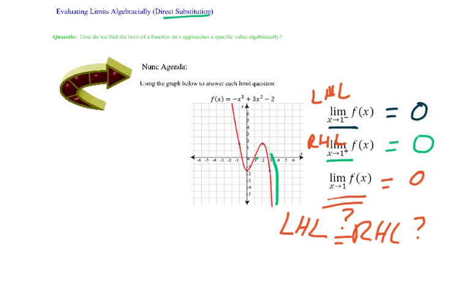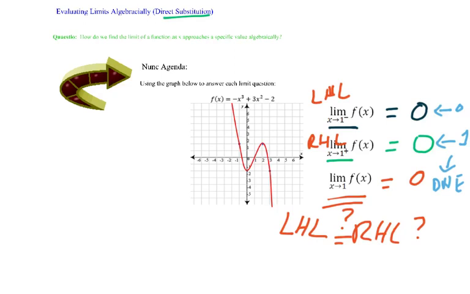If the right-hand limit and the left-hand limit were not equal to each other, then our answer would have been that the limit does not exist. And that would be the case if these two values were different. So let's say this was 0, but this was 1. Those two values are not the same. Therefore, the overall limit would be does not exist. And that doesn't say 1, that says D-N-E for does not exist. Again, I apologize for the handwriting.